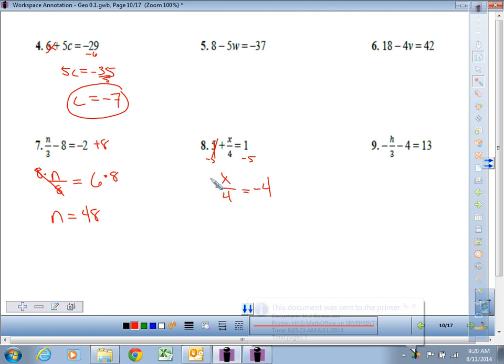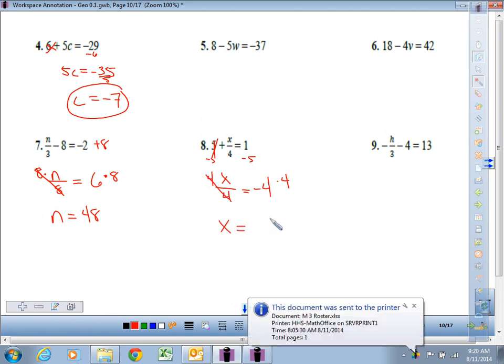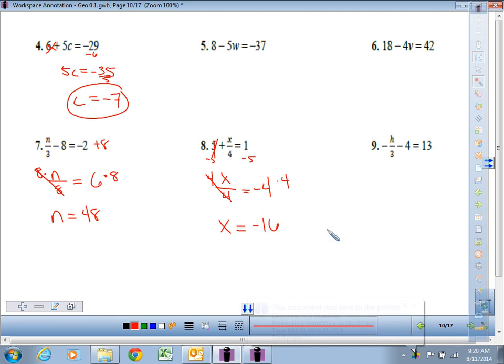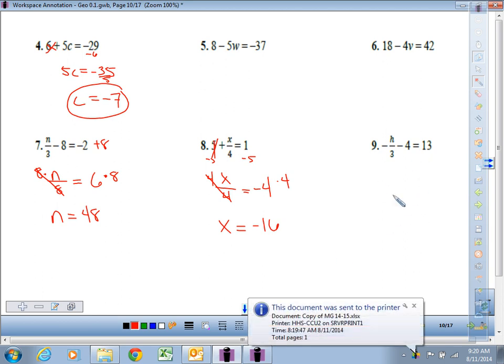So to get rid of a division, we're going to use the multiplication property of equality. We're going to multiply both sides. Because in algebra, if we do it to both sides, it still stays true. So x equals negative 16. Double check it, throw it back in there, good to go. Right. Let's do the same thing on number 9.